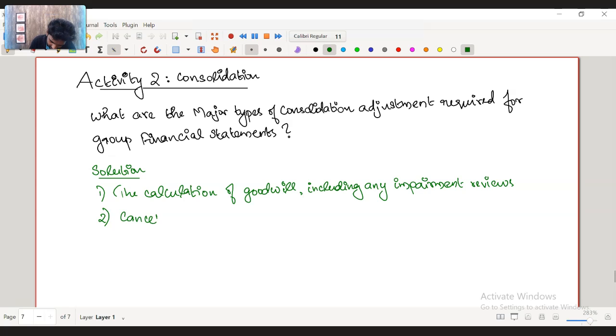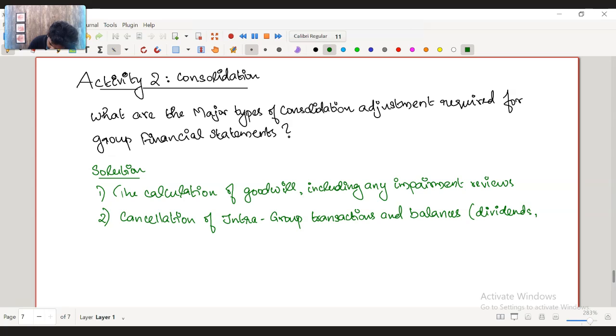So cancellation of intra-group transactions and balances. Examples are dividends, intra-group loan, etc.